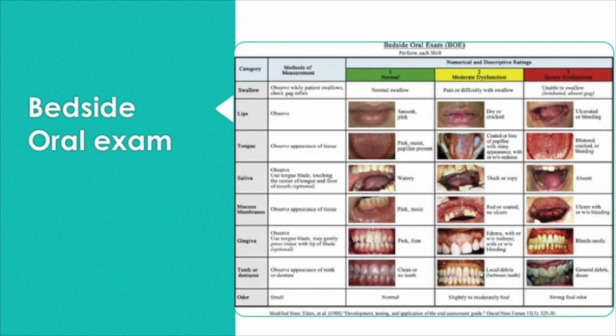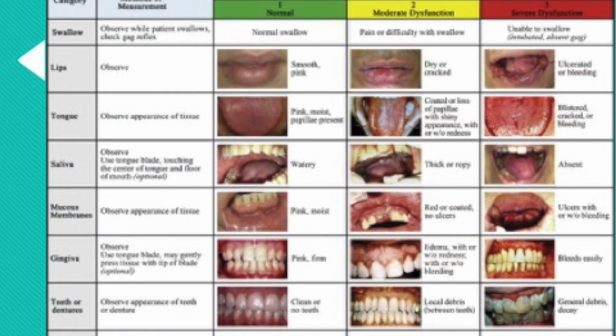This is a bedside oral assessment chart and is used at many hospitals. As you can see in stage 1, everything is normal in the oral assessment. The lips are smooth and pink, while the tongue is wet and pink. The saliva is watery and the mucous membranes are pink, firm, and moist. The teeth are also clean, or there are not any.